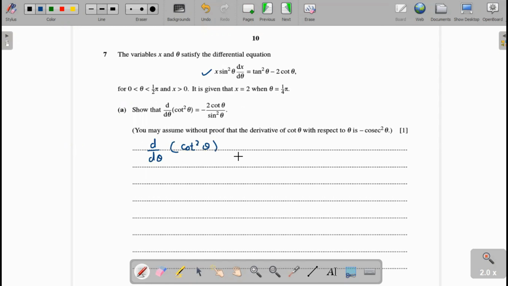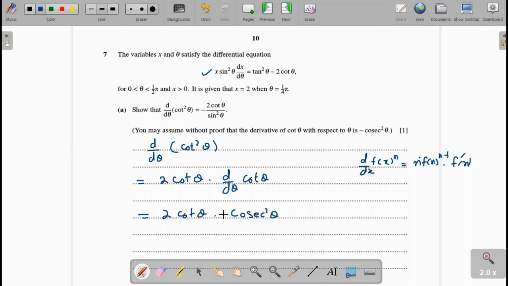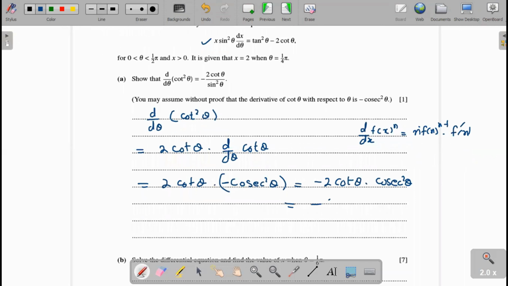Now we take the derivative and we use the formula: d over dx of f of x power n equals n into f of x power n minus 1 into f dash of x. Now you see here that value will be equal to 2 cot theta into the derivative of cot theta. 2 cot theta is written as it is, and the derivative of cot theta is minus cosecant square theta. Therefore, that value is minus 2 cot theta into cosecant square theta, and cosecant square theta can be written as 1 over sine square theta. Minus 2 cot theta into 1 over sine square theta.